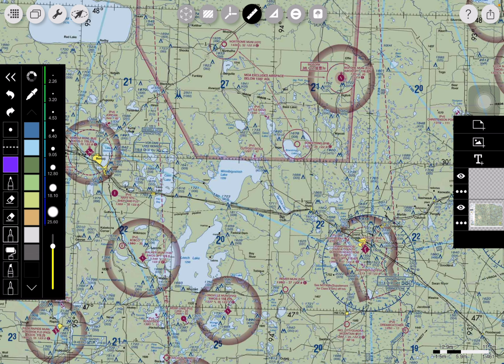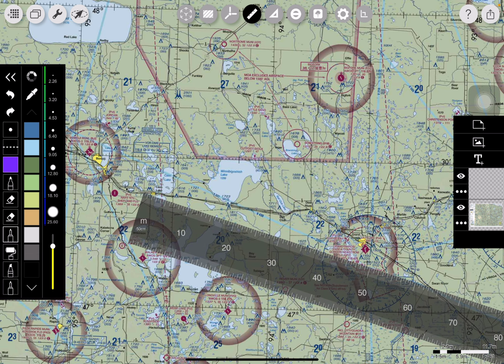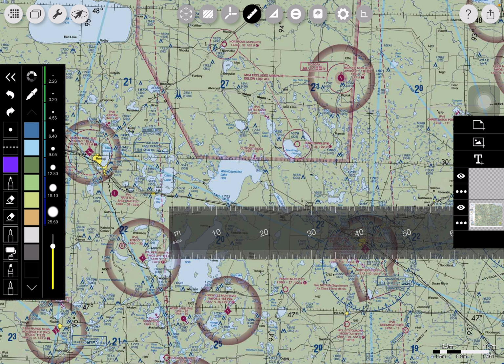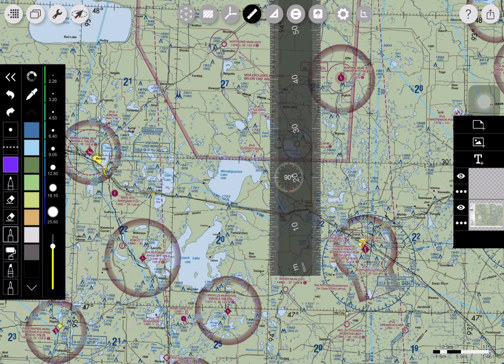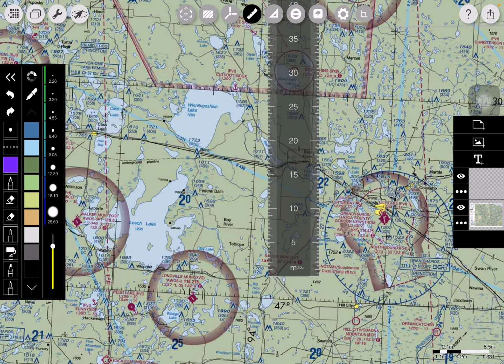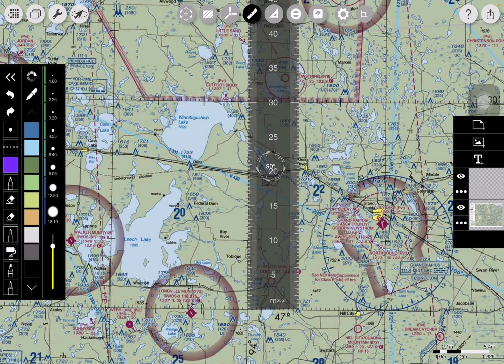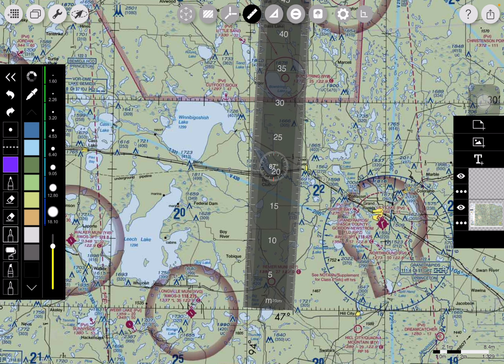This app is pretty cool. It's got a ruler which you can set the scale to. And I already set the scale to nautical miles by measuring the distance from one parallel to the next along a meridian. That distance should be 30 nautical miles.